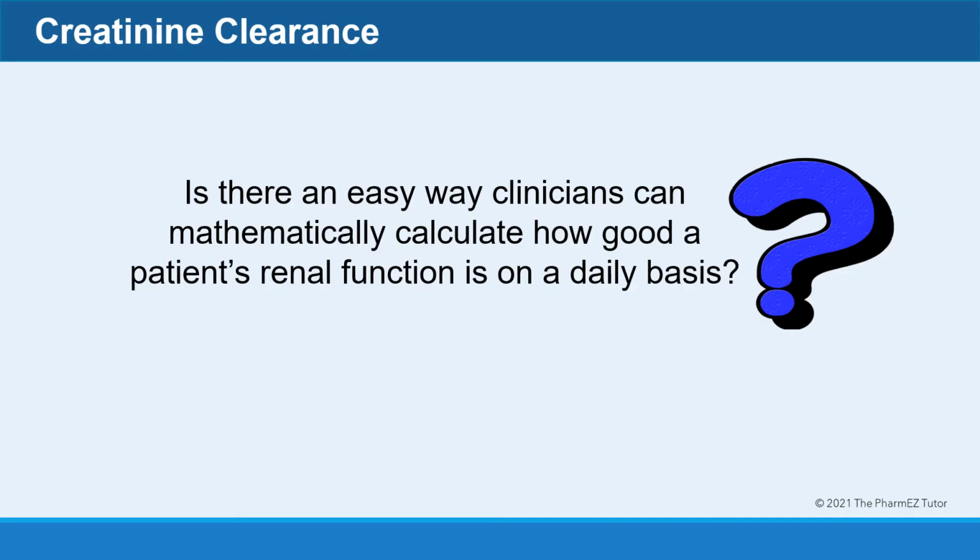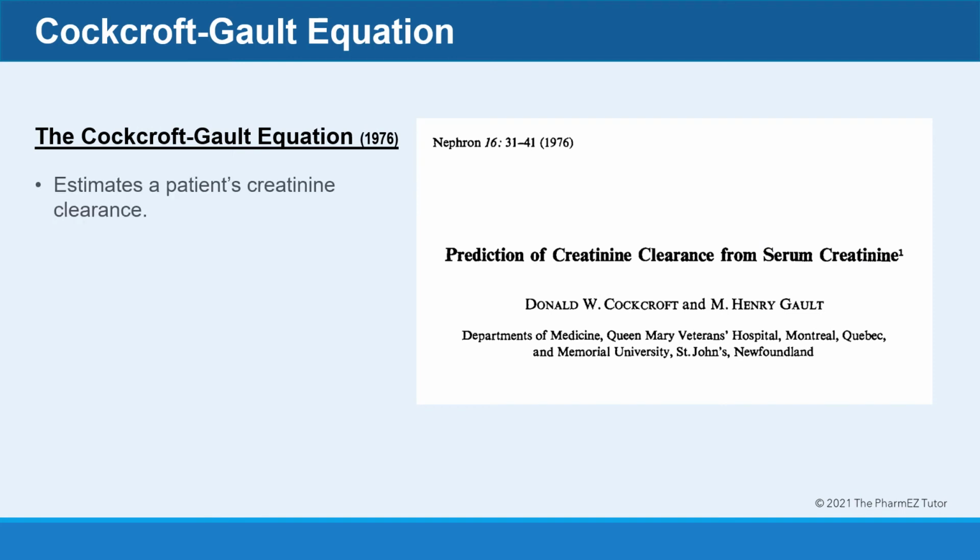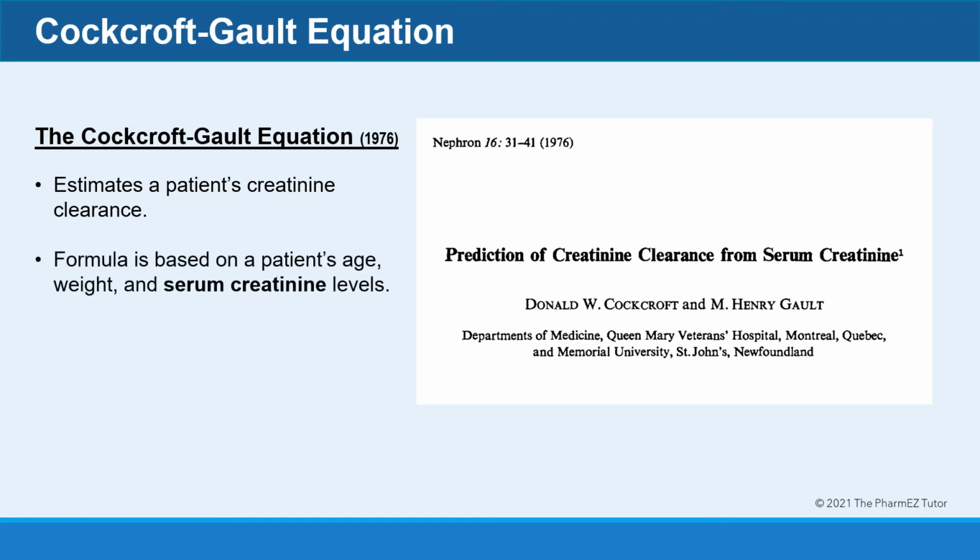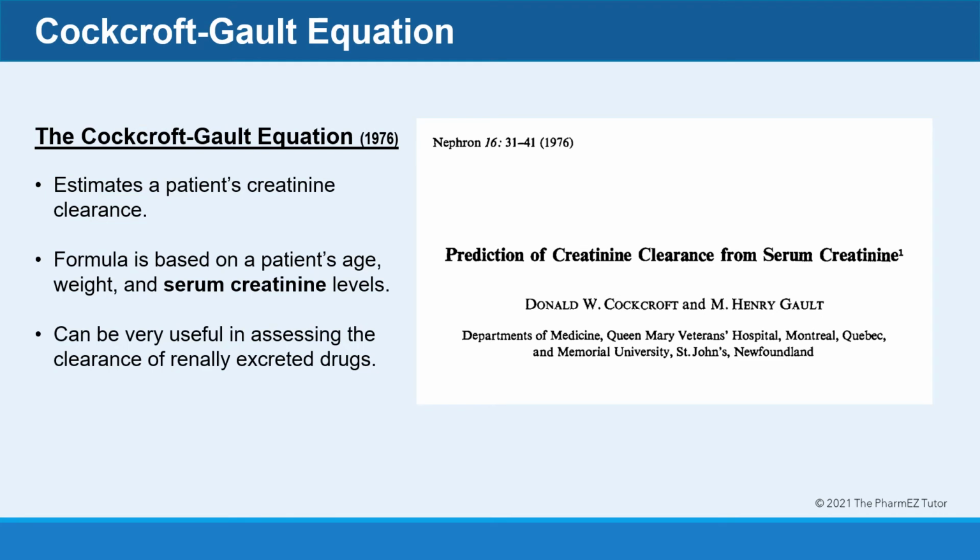Now let's take a moment and talk about creatinine clearance. Is there an easy way that we as clinicians can mathematically calculate how good a patient's renal function is on a daily basis? Yes, there is. In 1976, Cockcroft-Gault derived their unique equation, which even today is considered the gold standard in estimating a patient's creatinine clearance. Their formula is based on using a patient's age, weight, and serum creatinine levels to closely predict a patient's renal function. This simple equation can be very useful in assessing the clearance of renally excreted drugs and to make necessary dosage adjustments if needed.